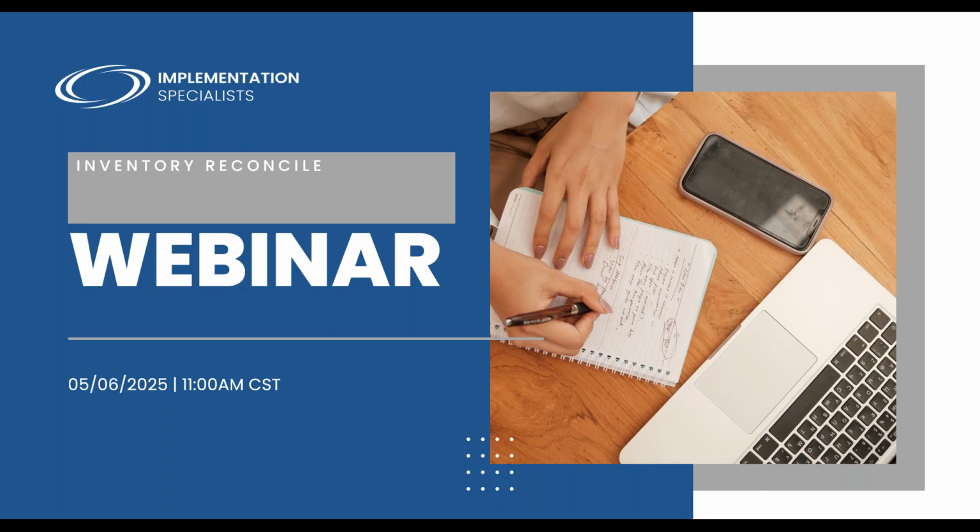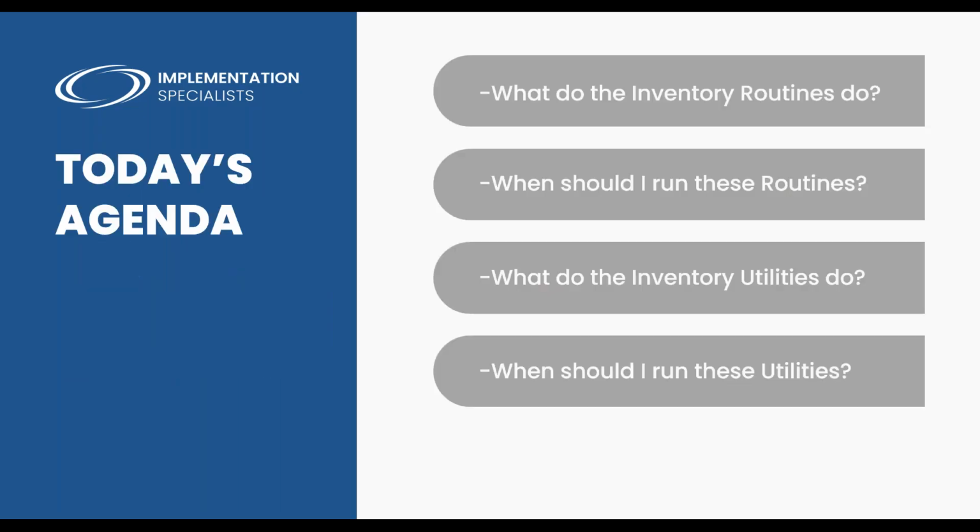We're going to be talking through the inventory routines and utilities that are available in GP. So we're going to talk through the routines, what they do, when should you run them, and then the utilities, what they do and when you should run those as well. Kind of talk a little bit about the differences between routines versus utilities, and then dive into some of those specific ones to kind of cover what they're intended to do for you.